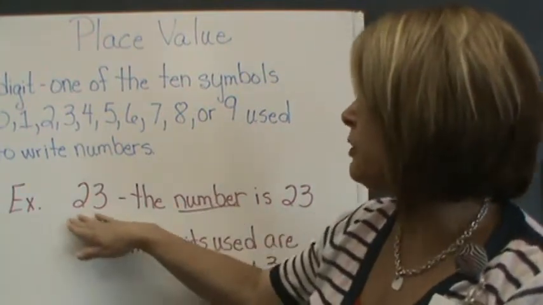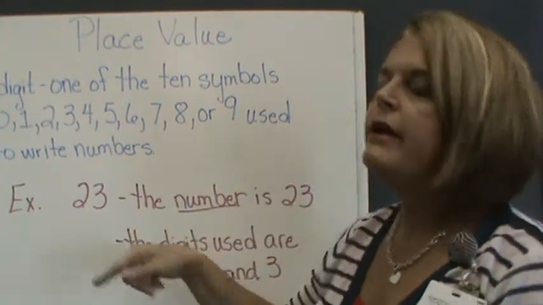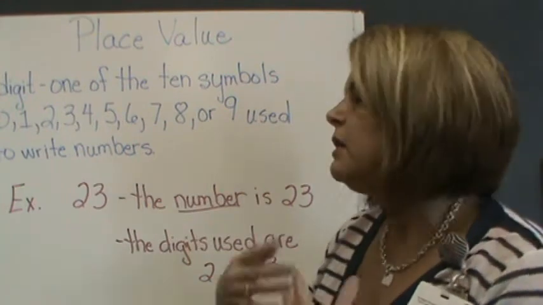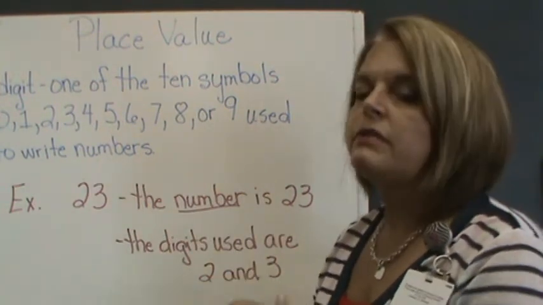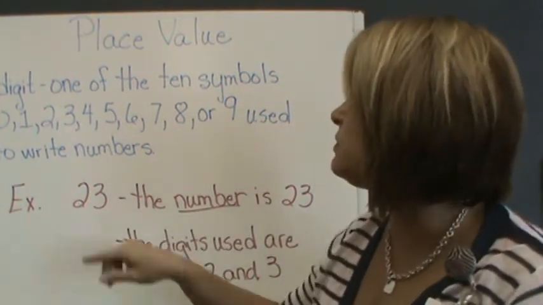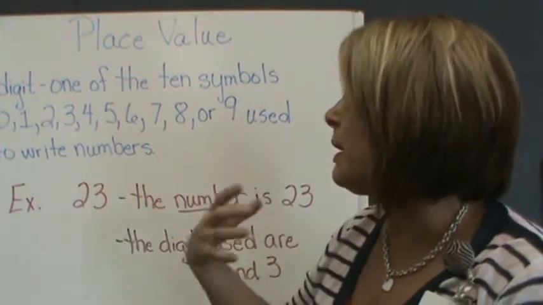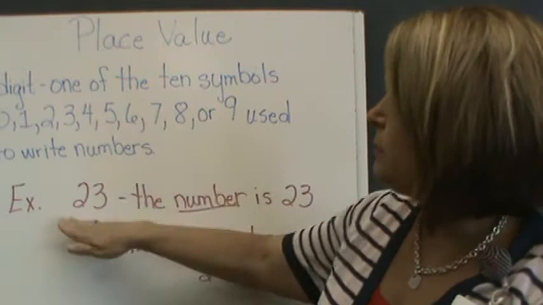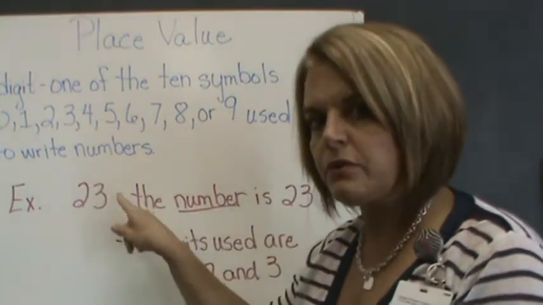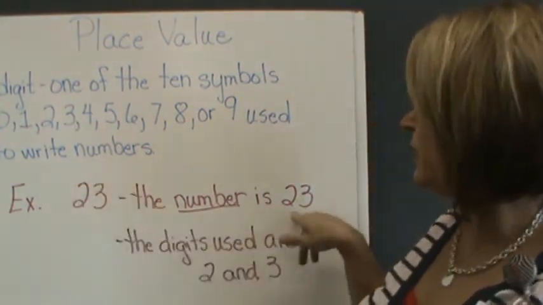For example, you would see this and you would say, well, that's the number 23, and you would be correct. It is the number 23. The digits that I've used to make this number are 2 and 3. So if I were to ask you what digit is in the tens place, you would tell me a 2. What digit is in the ones place? You would tell me 3. So when I'm asking for the digit, I'm looking for that individual symbol that's used to create the number. So 2 is the digit, 3 is the digit, 23 is the number.